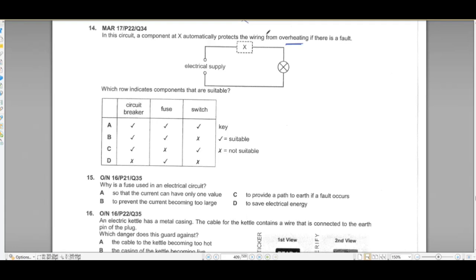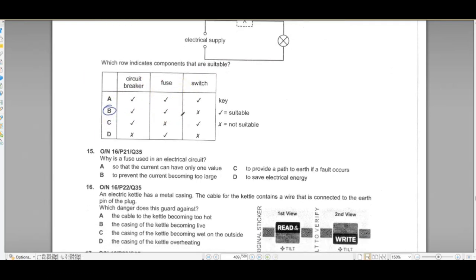Or the switch has to have some mechanism in which a resistor is applied to it, and that's a whole different story. So if you need something to stop wiring from overheating, it would be a circuit breaker and a fuse, and you don't require a switch over here. Okay? So B is the correct answer.